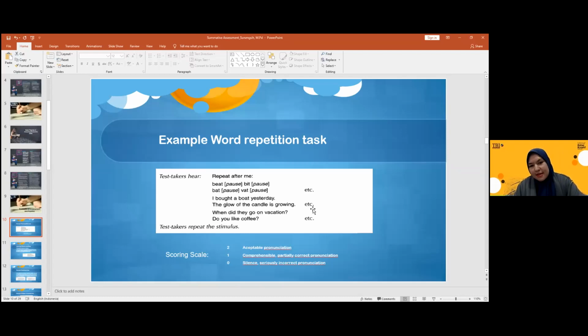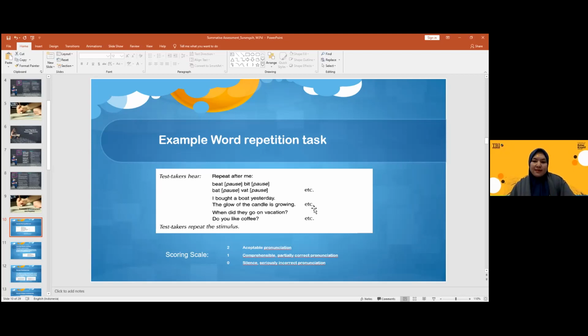So you mention one sentence, or words like be, be, but, house, and then bad. And you ask the students to repeat after you, or you say, I bought a boat yesterday. So when you do this kind of activity, it must be pronunciation that you are expecting to see from your students. Then the rubric used is about the pronunciation.